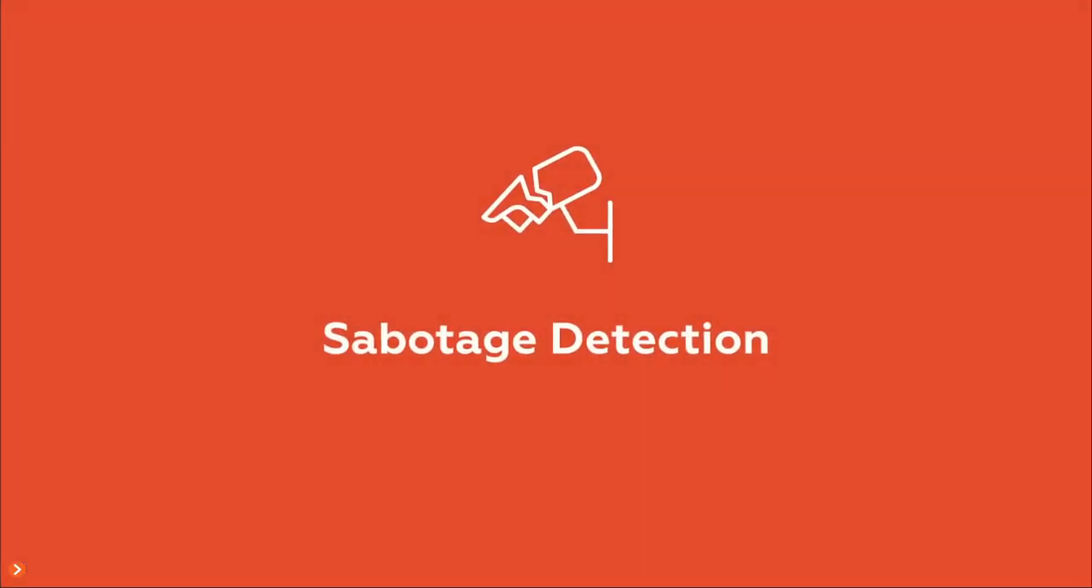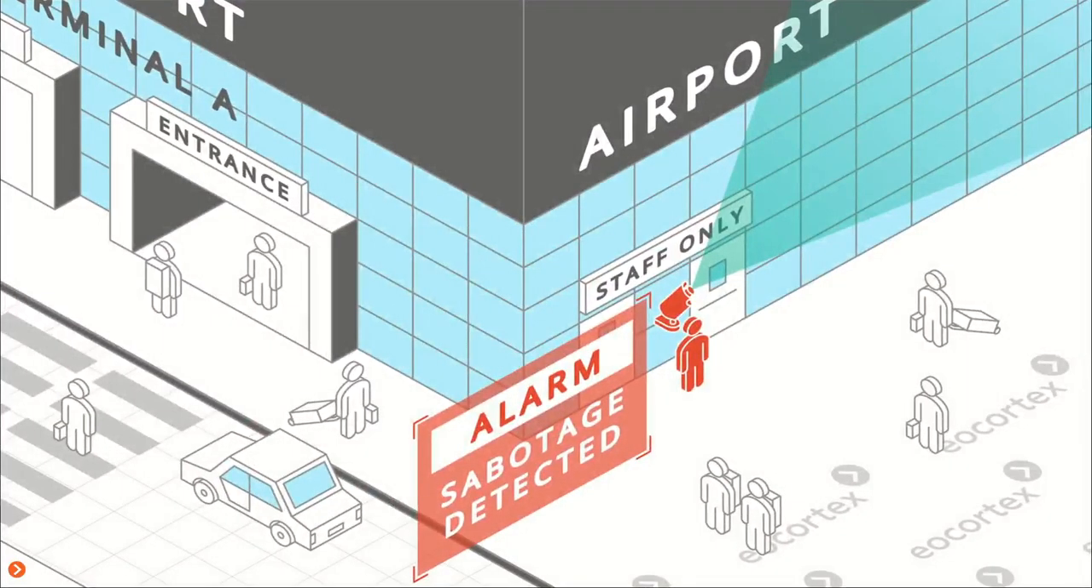Sabotage detection is the last module I'm going to talk about today. Unfortunately, I also cannot give you a demonstration of it because I don't have a video for that. But basically, whenever a camera has been panned away, flared, overlapped, or defocused, you get an immediate notification about that.